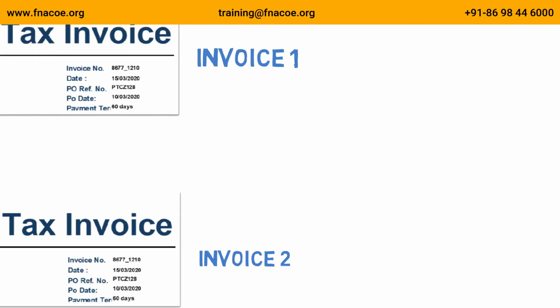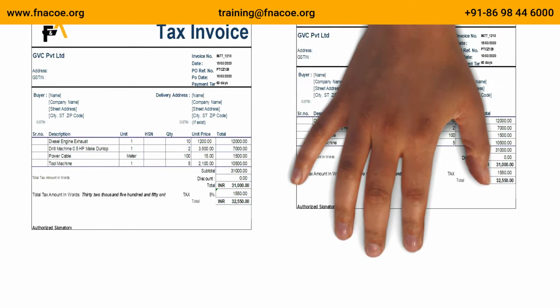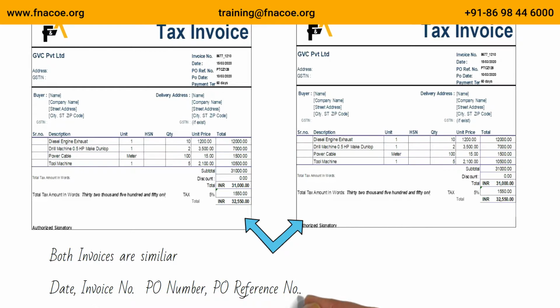In this example, we have two invoices. Please look at the highlighted portion. You will find invoice number, date, reference number, PO date, payment terms. All information mentioned in invoice 1 is similar to invoice 2. So prima facie both invoices look similar. Let's get into granular details here. Both invoices are similar because date, invoice number, PO number, PO reference, line items, total amount all are similar in both the invoices. That means one of the invoices is a duplicate.